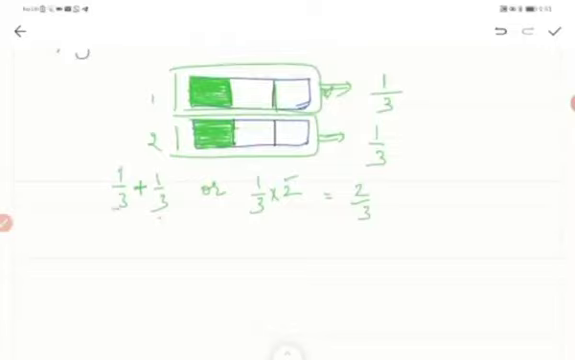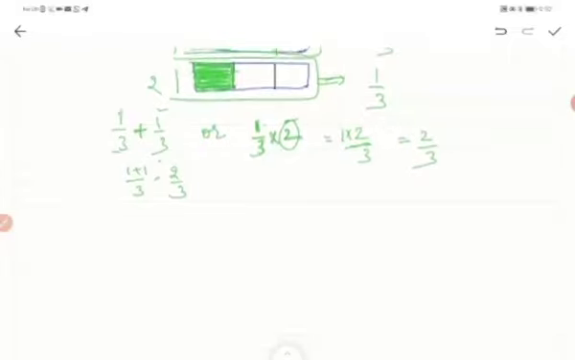Here also the denominators are equal. So 1 plus 1 divided by 3. So I will get 2 by 3. Isn't it? It's the same. So 1 by 3 plus 1 by 3 is the same as 1 by 3 into 2. So this 2 is what? A whole number. Okay. So when you multiply a whole number with a fraction, you multiply it with the numerator. Okay. 1 into 2 by 3. You will take this as 2 by 3.